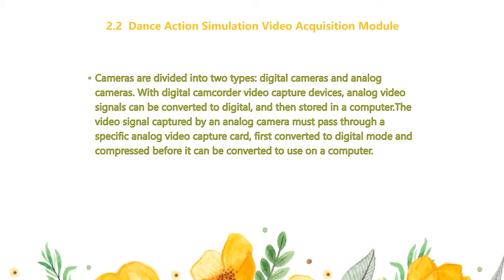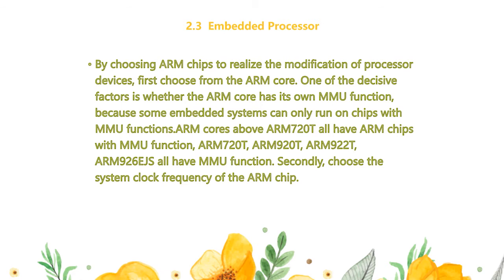2.3 Embedded Processor. By choosing ARM chips to realize the modification of processor devices, first choose from the ARM core. One of the decisive factors is whether the ARM core has its own MMU function, because some embedded systems can only run on chips with MMU function. ARM cores above ARM720T all have ARM chips with MMU function.